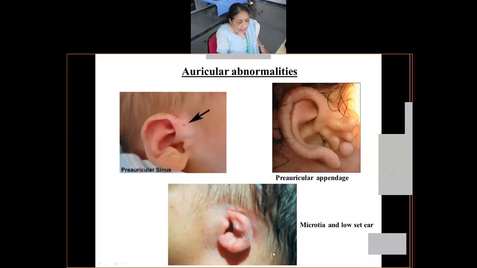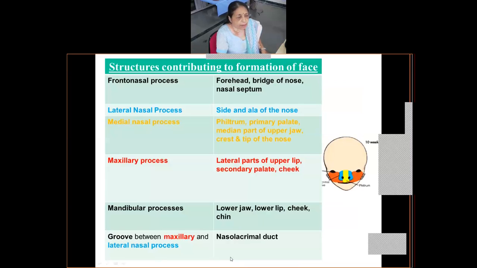Okay. Now here it is low set because there is failure of ascent, and the ear that is formed is also smaller. So it is known as microtia, and that is the low set ear. It is also common. Microtia and low set ear is there. So these are some of the auricular abnormalities.